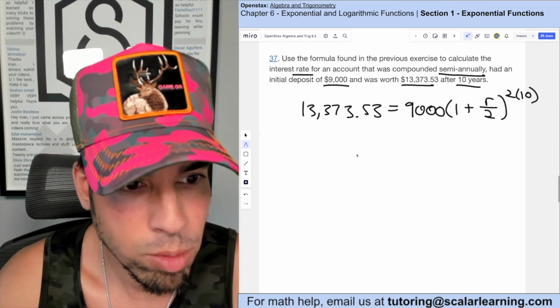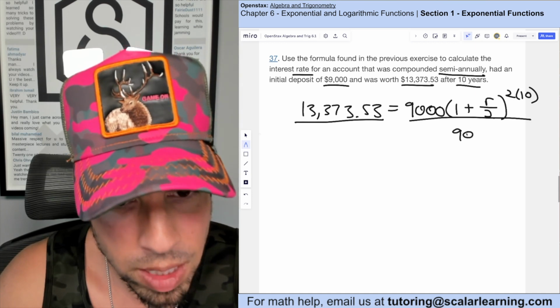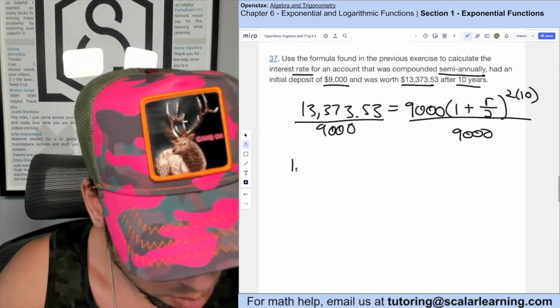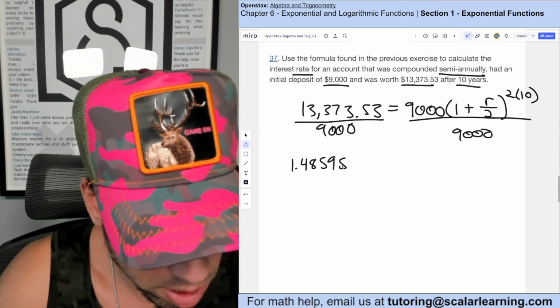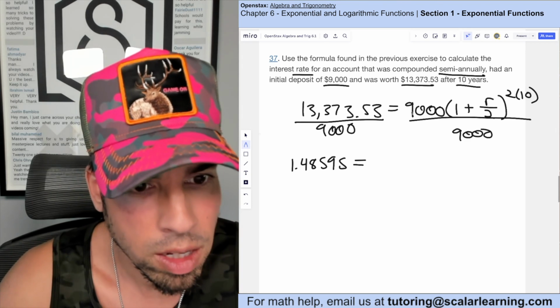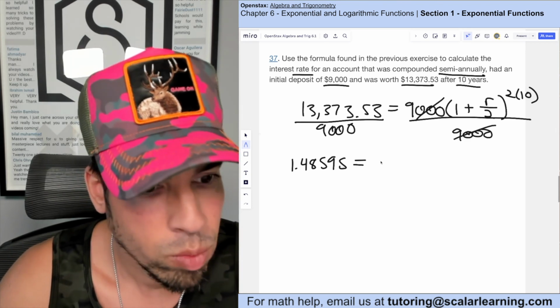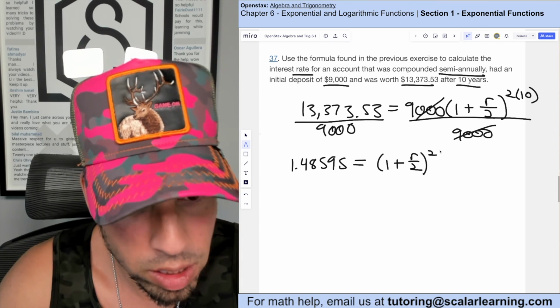So first, we're going to divide both sides by 9,000. So using our calculator, dividing both sides by 9,000, we get 1.48595. I'm going to round it to 5, just approximating, equals, and then the 9,000 cancels out. We get 1 plus r over 2 to the 20th power.